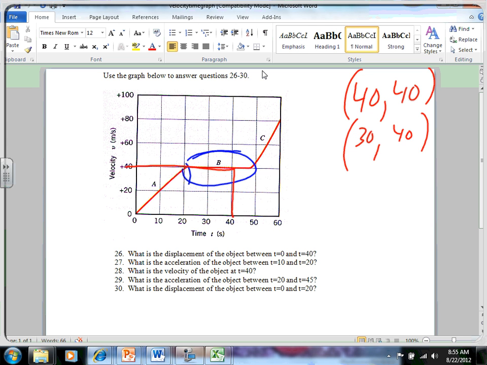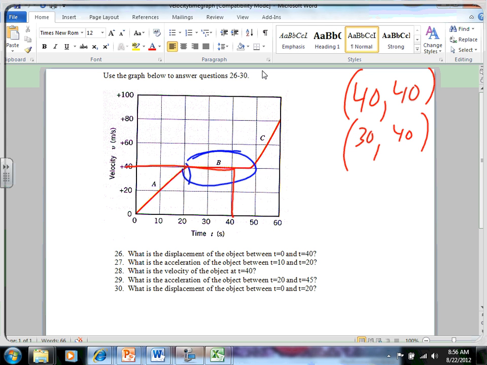I think the speed's not changing. Okay. What do you think, Paige? You think the speed's not changing? What about you? Okay. How fast is that car going? It's going 40 meters per second the whole time, right? It's moving. It's definitely moving. It's going 40 the whole time. But what's not happening is that its speed is not changing. It's staying at 40.